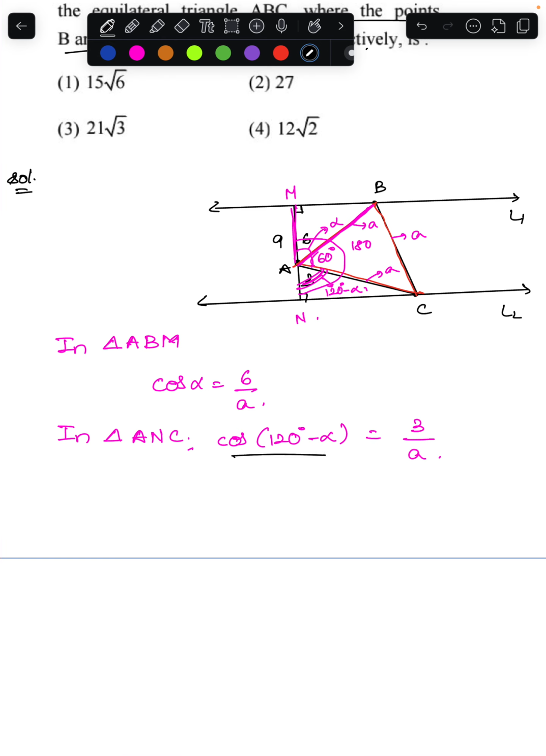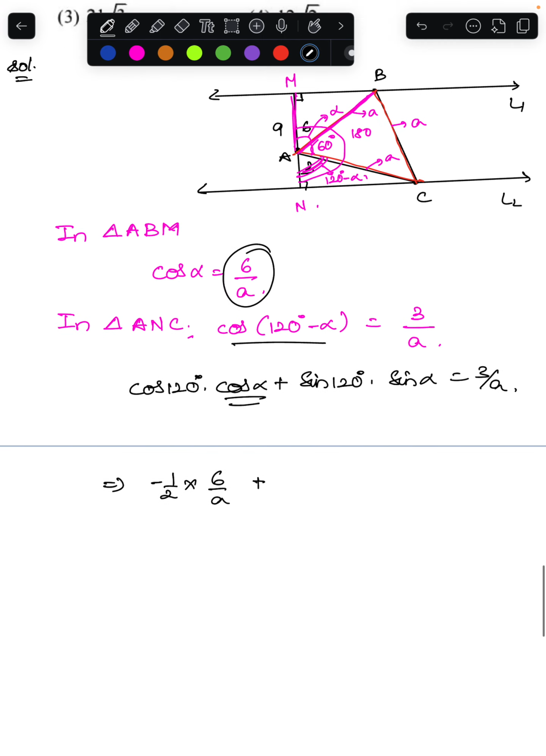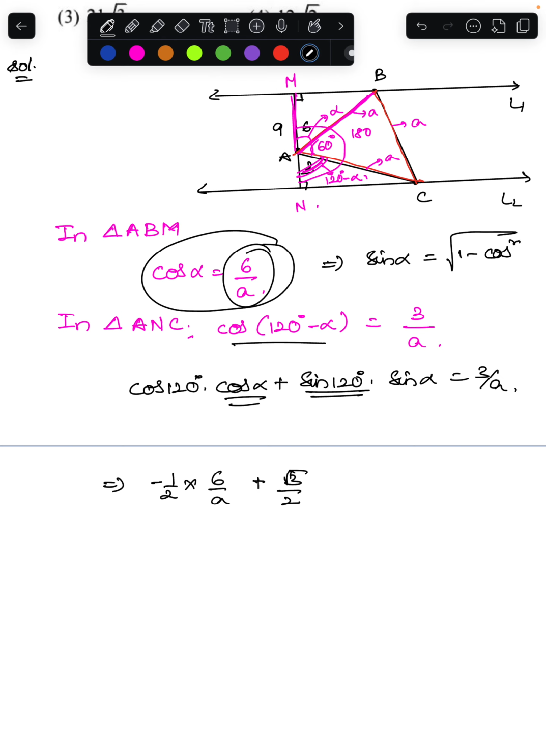So I can expand this one: cos 120 cos alpha plus sin 120 sin alpha equals 3 by a. So cos 120 is nothing but minus 1 by 2. Cos alpha we already know is 6 by a, plus sin 120 is root 3 by 2. Sin alpha we can get from cos alpha: as cos alpha is 6 by a, sin alpha is root of 1 minus cos square alpha, which is root of 1 minus 36 by a square.